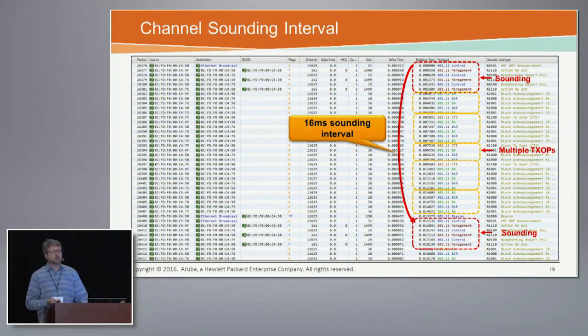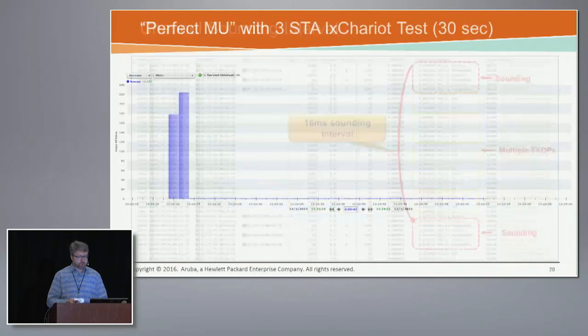Okay, sounding interval. So we'll start to get to the question that was asked earlier, but we're going to really dig into it later. So in this particular exchange, this is a different exchange. This is what you look for: these blocks of basically control and management frames. And in this case, the sounding interval is about 16 milliseconds. This is in the middle of a Chariot test, right? So you would see this repeating over and over again.